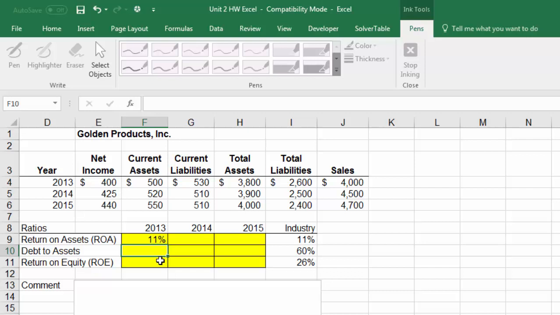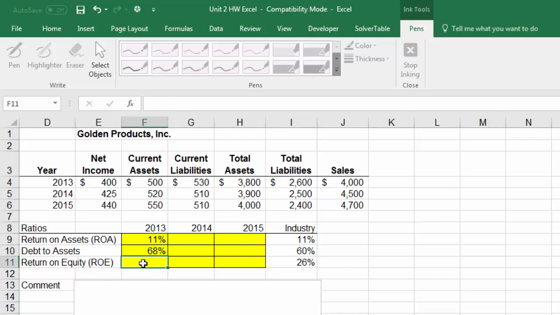All right, debt to assets is total debt divided by total assets. That one's pretty self-explanatory. So find our total liabilities here for 2013, divided by our total assets for 2013. That's 68%. Ooh, we're starting off a little bit higher than the industry, so that looks maybe not so good, but let's see what they did with that in the next 2 years.